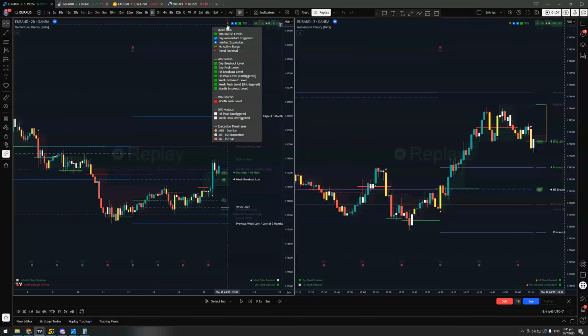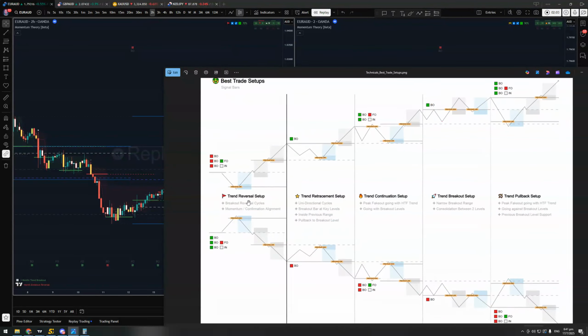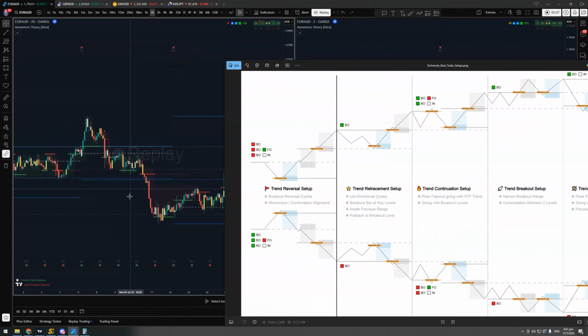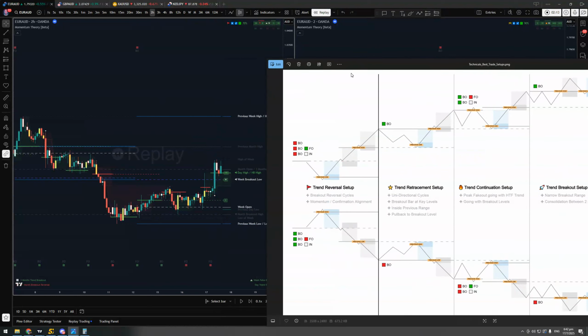Last thing here is a setup. That's a trend reversal setup. Setups to trade every move in the market, and this flag one is a trend reversal setup. So trend reversal setup, we have a move. In this case, we're moving bullish, but the last bar closed as a bearish breakout bar. We have bullish bias, last bar closed bearish breakout.